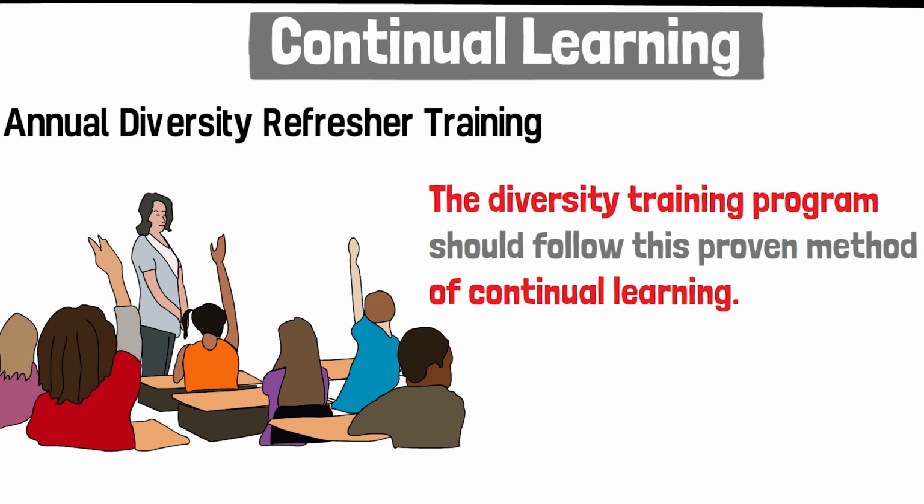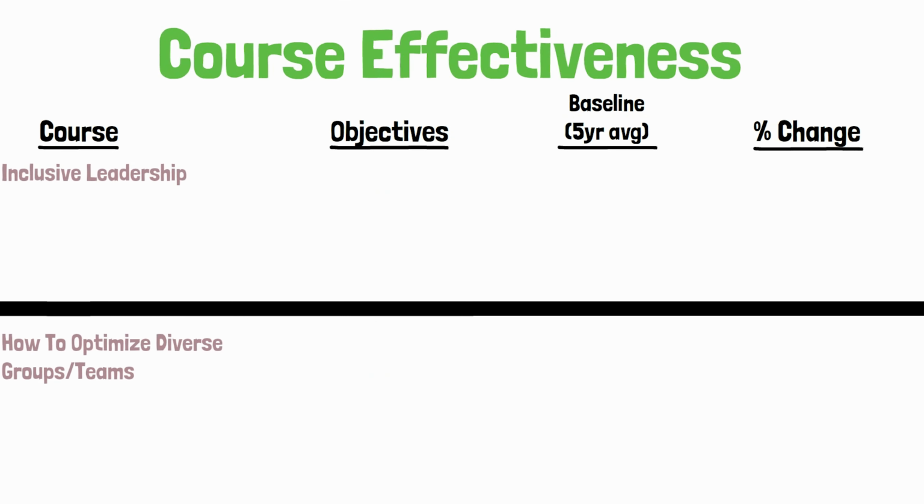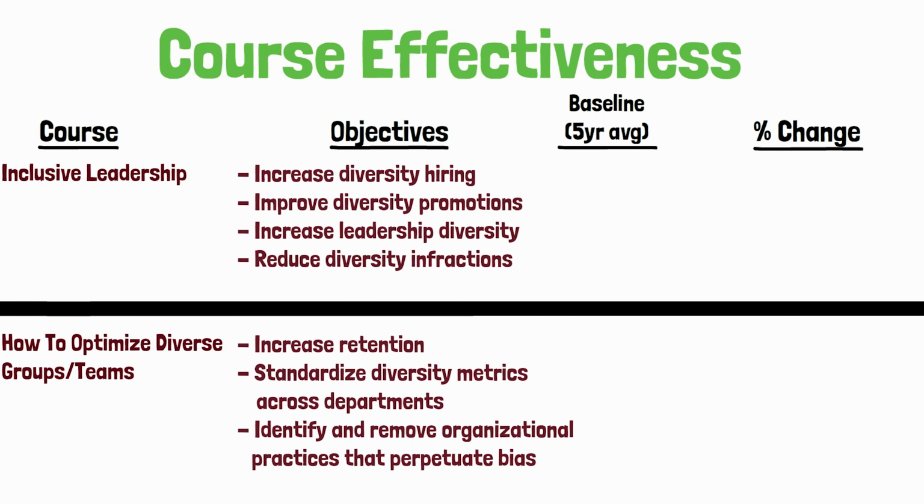You must also track the effectiveness of each course. Each course should have objectives that are tied to improving different aspects of diversity at the company. Each objective should have quantifiable metrics that you can track. Each metric should be baselined before the program starts so you're able to track the positive or negative impacts the course is having within the company.